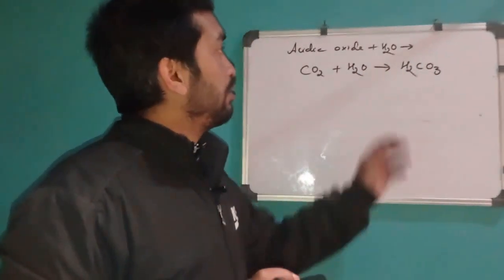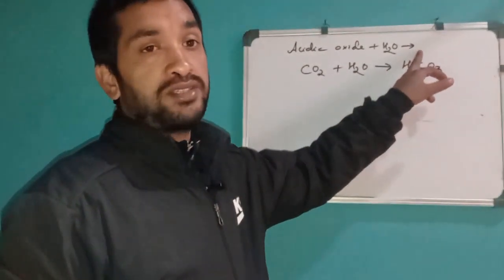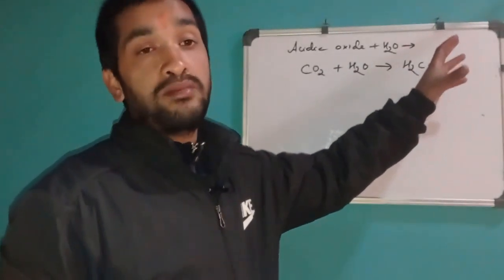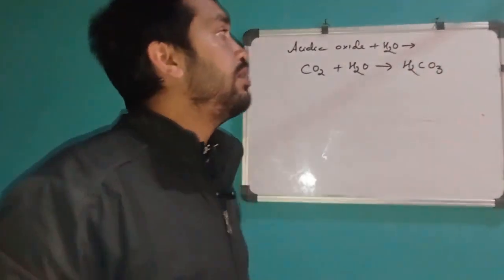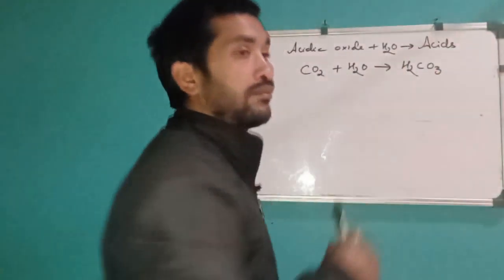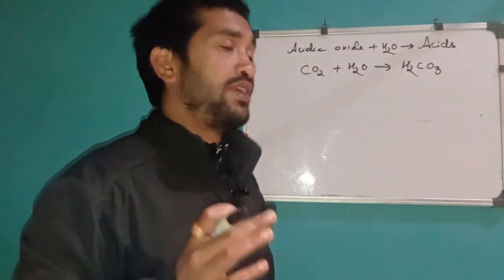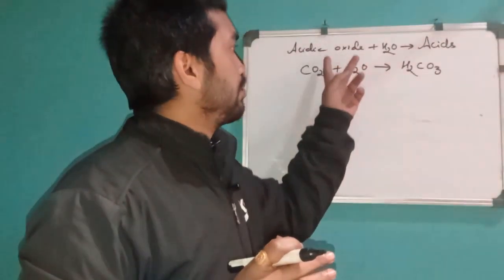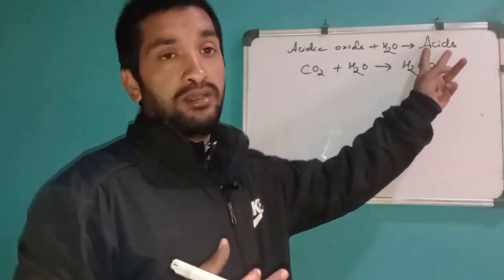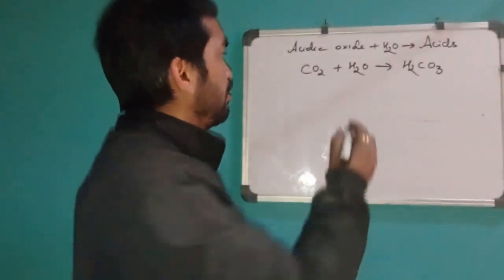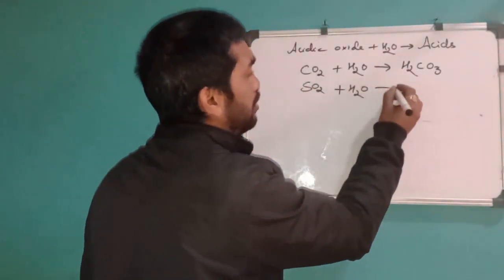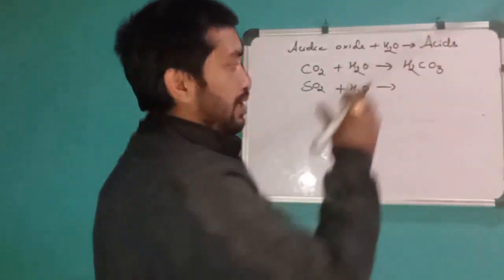So now you can make this statement full. What will be the word on the RHS side? That word will be acids. That is why I told you, no need to memorize the reaction. Just take the example, then you will get what should come on the product side. Okay, let's take another example. Make SO2 react with H2O. Again, the standard part says that you will get an acid.